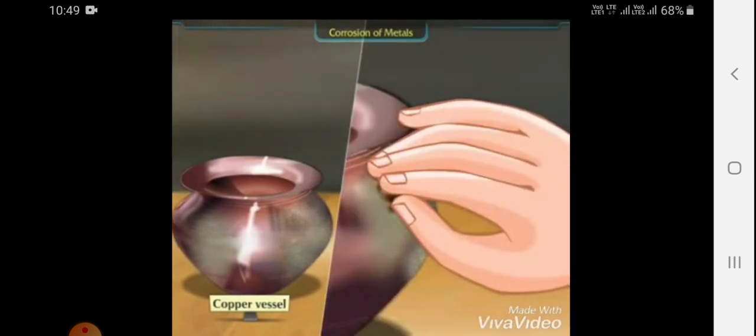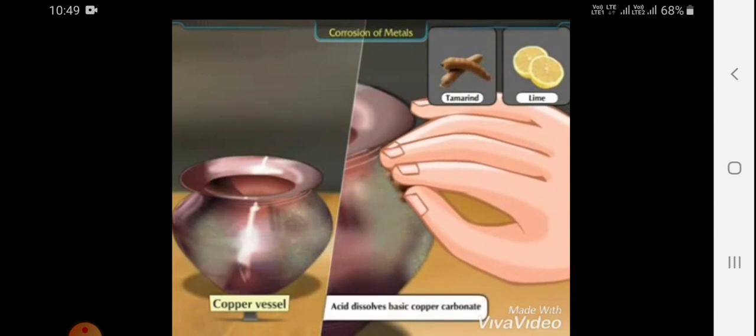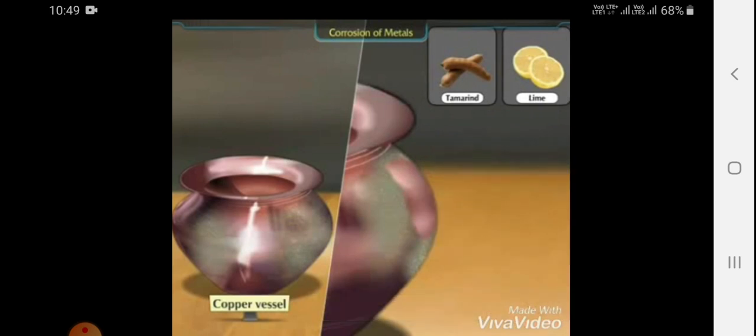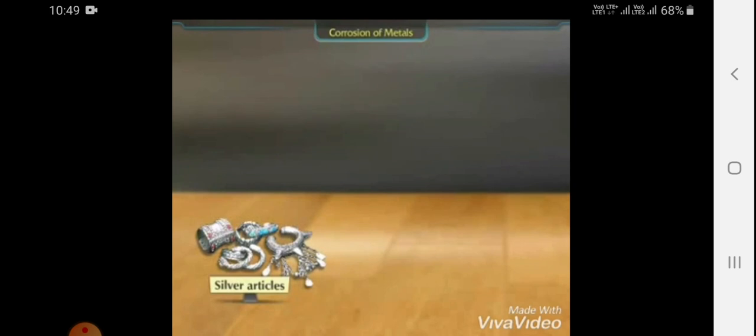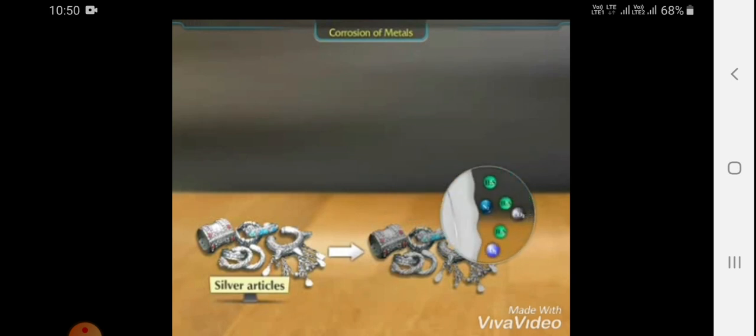Not only that, if you rub a copper vessel with tamarind or lime, it works because they contain acid. Tamarind contains tartaric acid, lime contains citric acid. Those acids will remove the stain and we will get the original shiny color. And even silver articles get black color, as I told you, because this black color is due to the addition of sulfur present in the environment, or H2S, that is silver sulfide. Next concept.